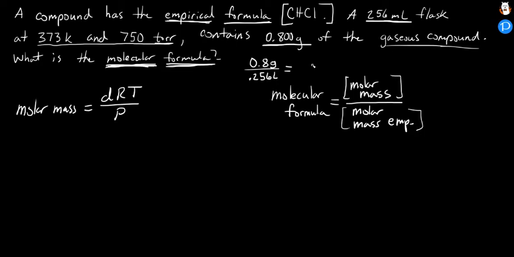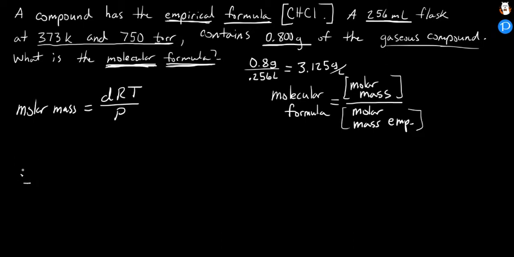So let's punch that in the calculator. 0.8 divided by 0.256. So our density here is 3.125 grams per liter. All right, now I know everything else. Let's plug this into the equation and see what we get.